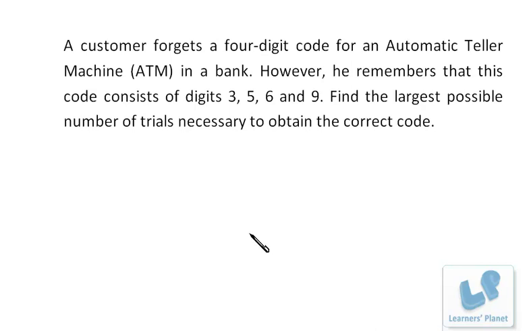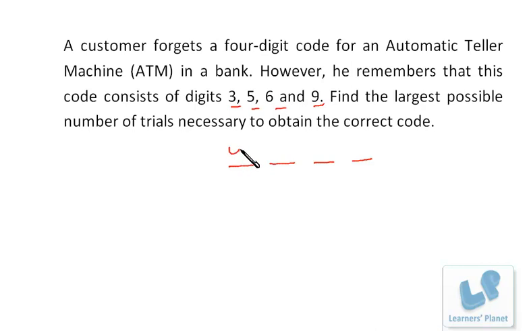Now friends, since the code is of 4 digits and he remembers that the digits 3, 5, 6, 9 were used, that means all the digits were used one time only, right? That means all the digits in the code should be distinct. So we have to fill up the 4 places with these 4 digits, and there should not be any repetition, because there are 4 digits and the code is also of 4 digits and we have to use all of them, right? So no repetition is done.